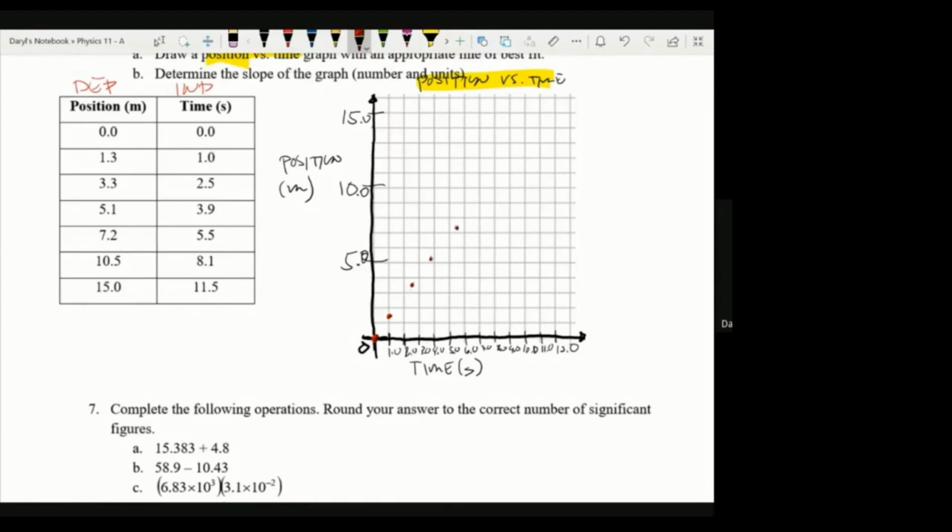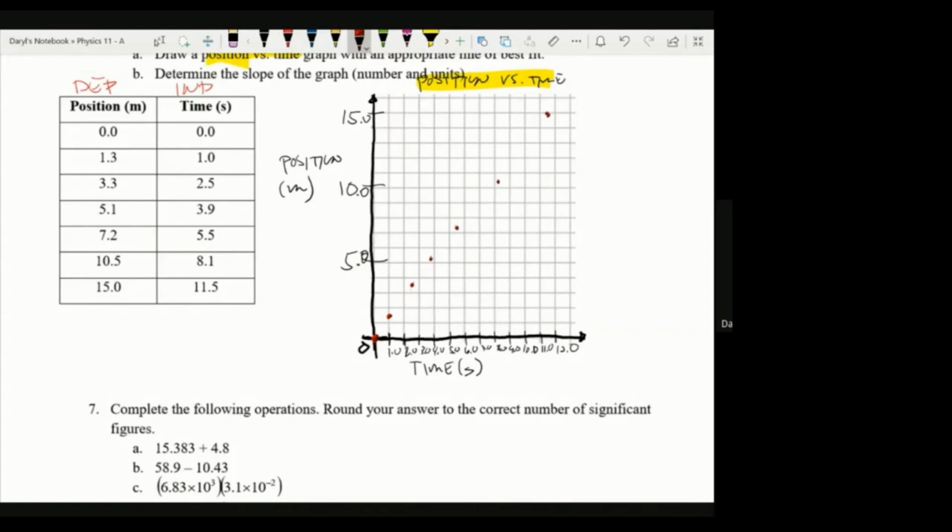And then time of 8.1. So 8.1 is just a little bit over this line here. And then the value of my y is 10.5, so in between 10 and 11. So maybe somewhere here. Okay. And then lastly, you have 11.5. Then it should be at 15. So somewhere between 11 and 12, at 11.5, and then 15. It should be somewhere here. So this is how you plot your data points.